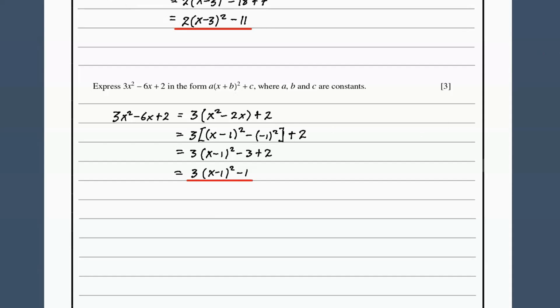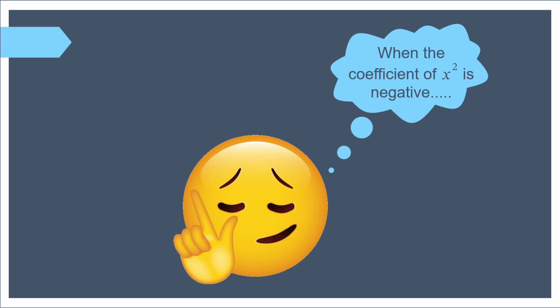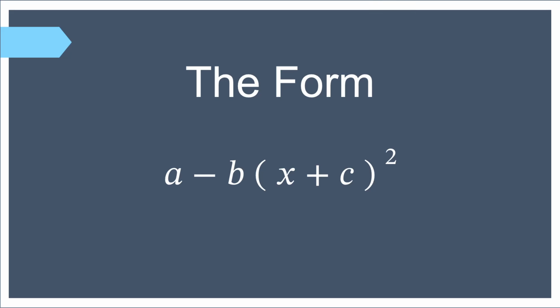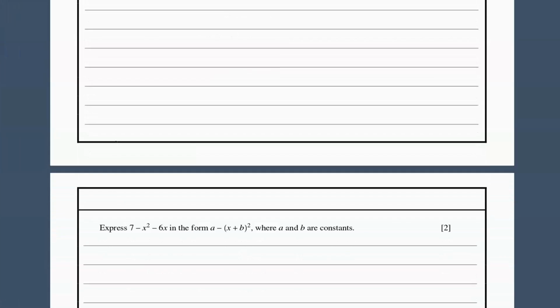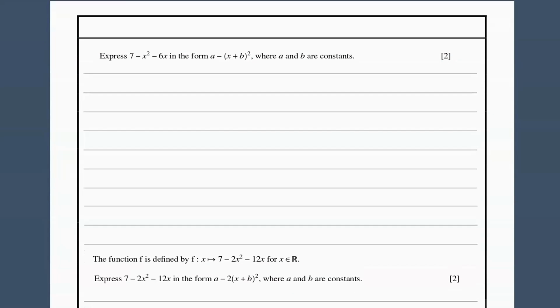Next up, we want to look at a particular situation where the coefficient of x squared is negative. For such situations, you might be required to express your complete square expression in the form a minus b of x plus c squared. And this usually happens when the coefficient of x squared is less than 0. So we can have an example like this question here, which says express 7 minus x squared minus 6x in the form a minus x plus b squared, where a and b are constants.